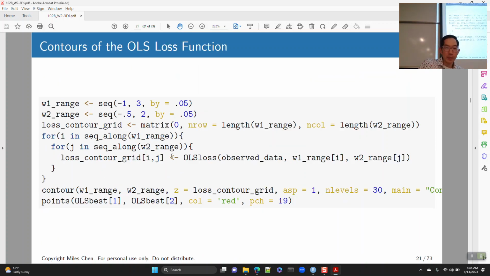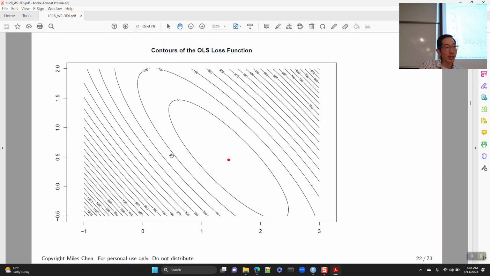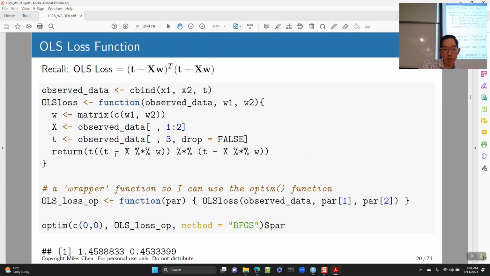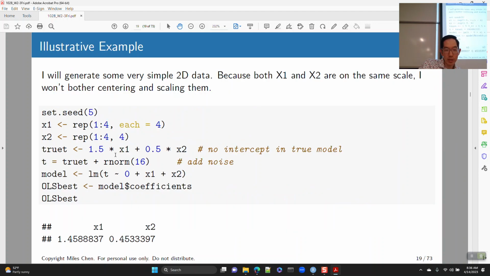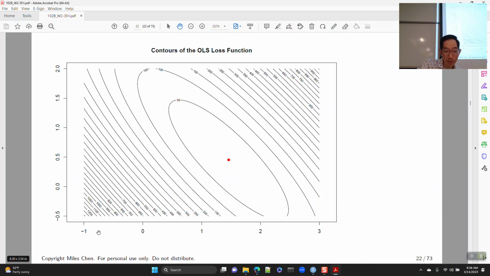Okay. I can plot the contours of the loss function, and right now this is just the OLS loss function. What do we call this shape? A paraboloid, okay? It's kind of like a bowl shape, where the bowl is like these ellipses, and this is your W1 coefficient, and this is your W2 coefficient, and we can see this red dot. Okay, this is at the minimum of the OLS function, and if we plotted it, it would be at 1.458 and 0.4533. So if you were to find this coordinate, this would be 1.458, 0.4533.